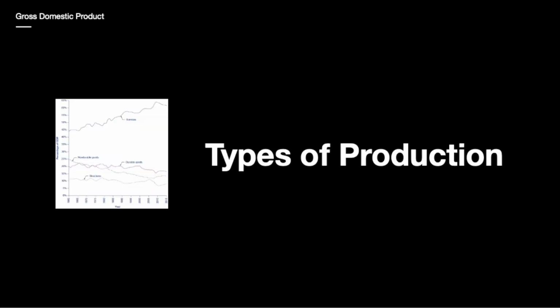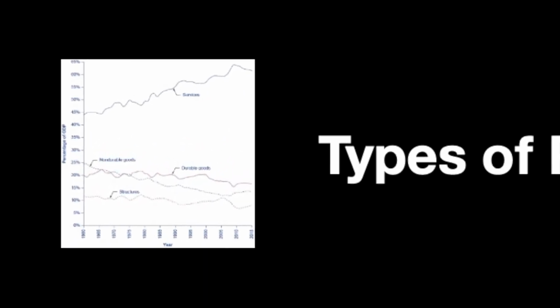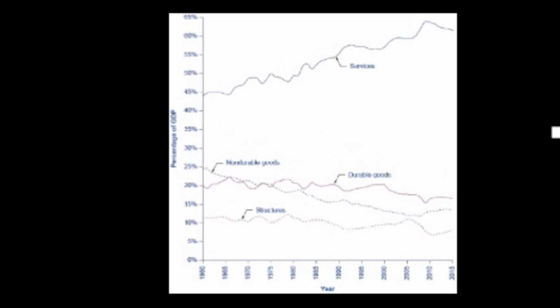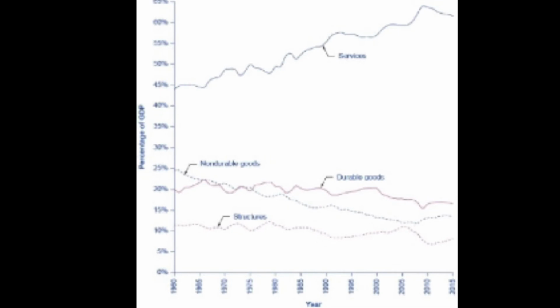Types of production. Services are the largest single component of total supply, representing over 60% of GDP, up from about 45% in the early 60s. Durable and non durable goods constitute the manufacturing sector. They have declined from 45% of GDP in 1960 to about 30% in 2016.